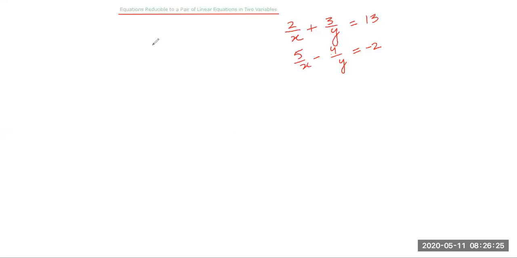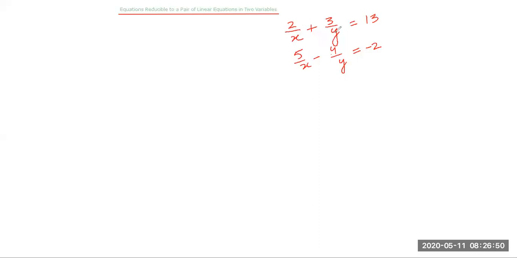Students, today we're going to study how to solve equations where the variable is in the denominator. You can see this x and y, they are in the denominator. So by normal methods, it's a little difficult to solve this. So we will solve it by a new method, equations reducible to a pair of linear equations in two variables.